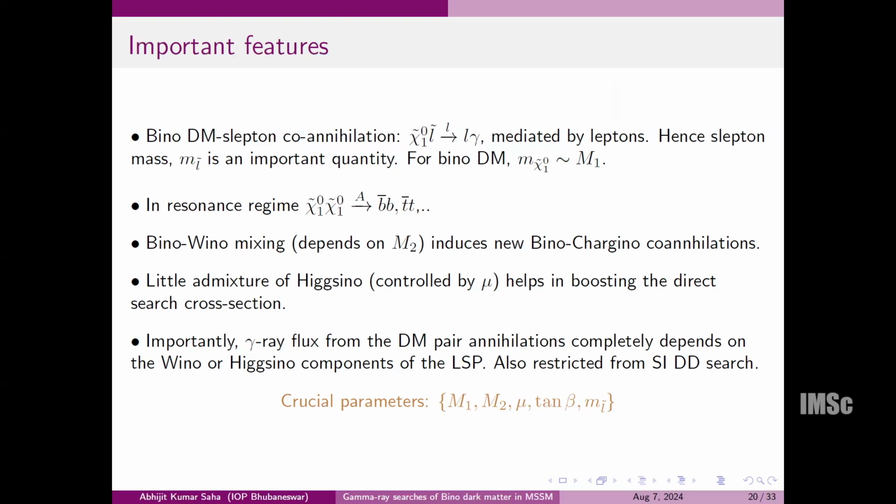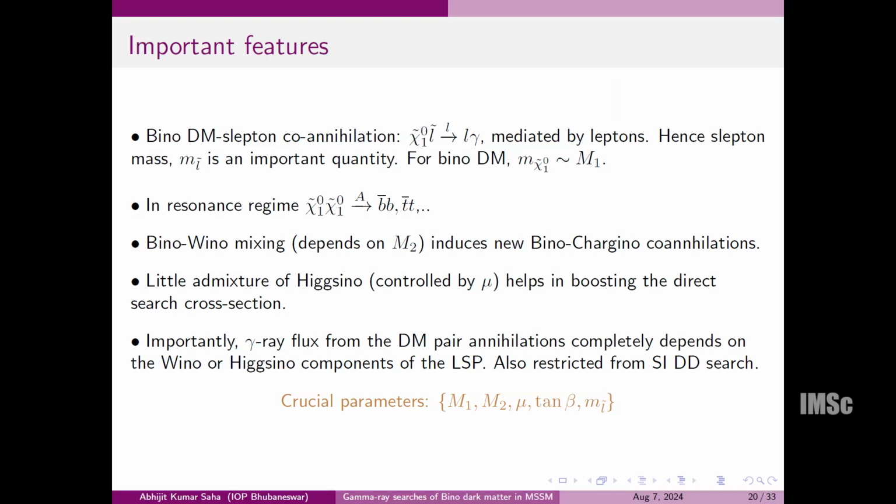Now, if you switch on the M2, or if you reduce the M2 towards your M1 value, then Bino Wino mixing will be relevant as well. That will induce Bino chargino coannihilation. There is also a little admixture of Higgsino controlled by mu. So if you bring the mu value closer to your M1 value, that will help in boosting the direct search cross section. Importantly, the gamma ray flux from dark matter pair annihilation completely depends on how much Wino or Higgsino component you have.